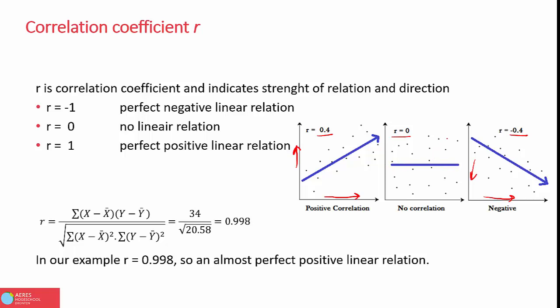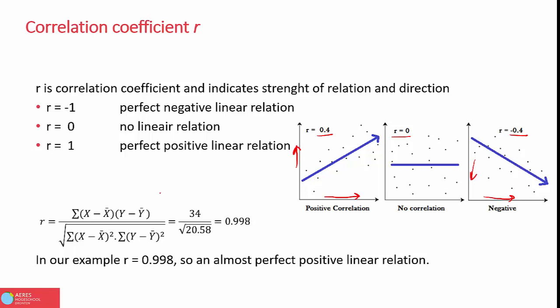Now, the closer an R value is to either 1 or minus 1, the stronger the relationship is, or we could say the stronger the correlation is. If we get towards 0, we see that there's no correlation. So with the R, we have a measure that shows us the strength of the relationship, closer to 1 or minus 1 is stronger, and the direction, so positive or negative.